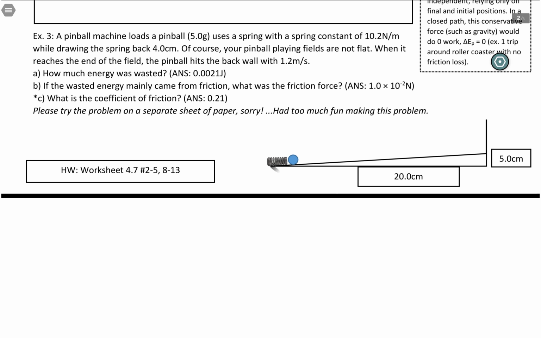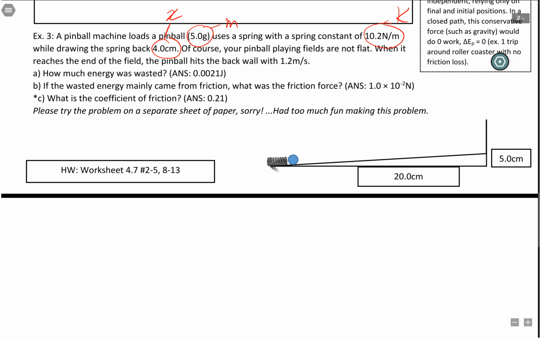And let's get started. A machine loads a pinball, so we're given the mass. It uses a spring with a spring constant of 10.2 Newton meter per meter. We're given k. While drawing the spring back 4 centimeters, so this is the displacement in the spring.